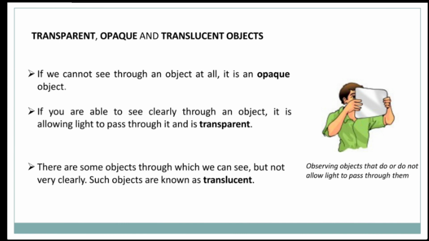There are some objects through which we can see but not very clearly. Such objects are known as translucent objects. Examples are sunglasses, vegetable oil, a single piece of tissue paper, etc. If you know anything more about these examples, you can comment it in the comment box.